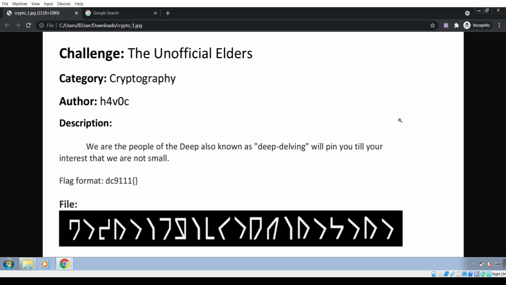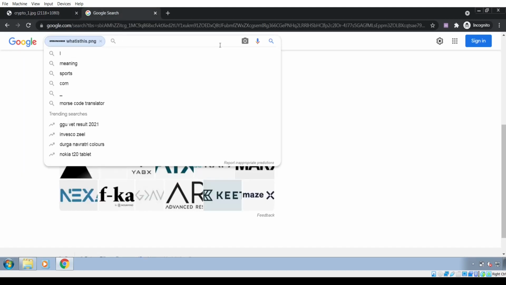So maybe this question is trying to tell us that there was a civilization, and the people of that civilization were using a certain script, with these kinds of letters, as you can see in the file. So we need to find out about those people so that we can find out about that script. Let me search about the people of the deep, also known as deep delving.